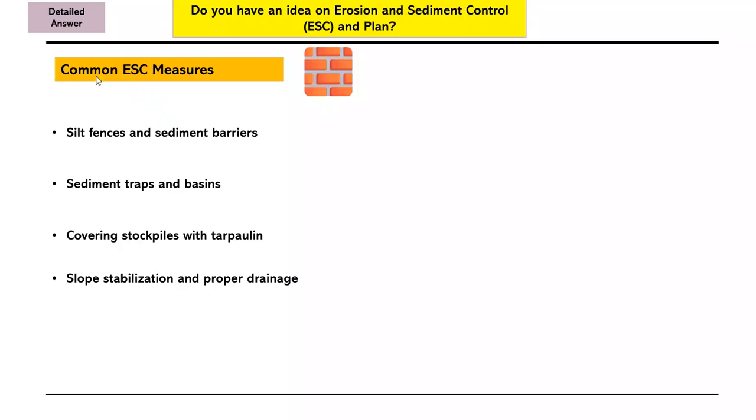Here we have the solution, the common ESC measures. What measures can we have at site? We can install silt fences and sediment barriers. The next is sediment traps and basins. Next is covering stockpiles with tarpaulin, and from the sides we have to take care that the tarpaulin has no open space. And next is slope stabilization and proper drainage.